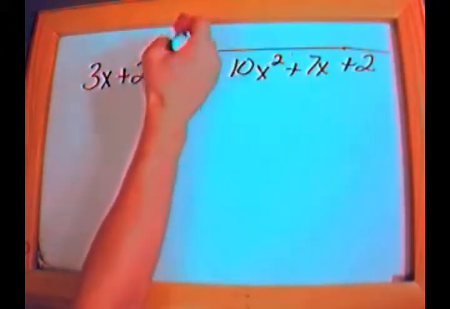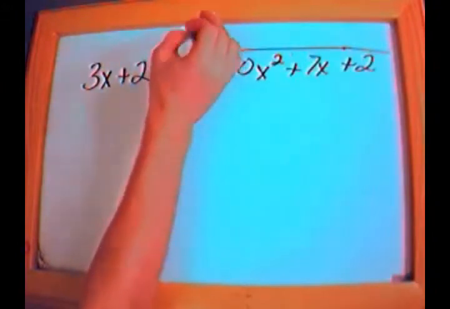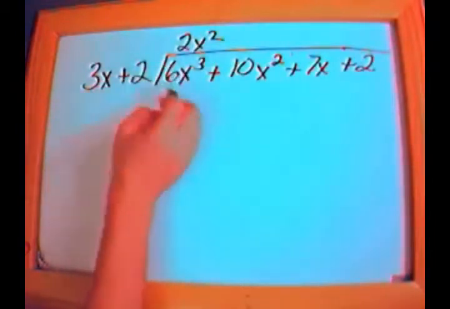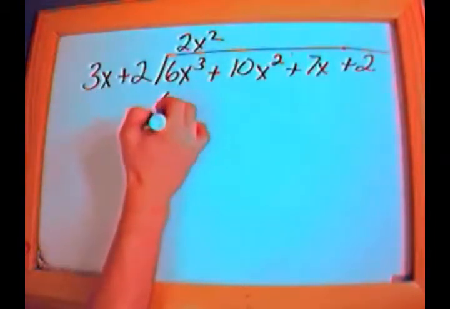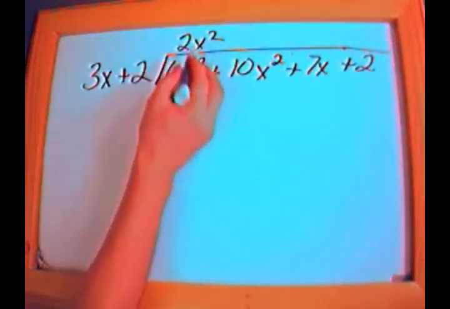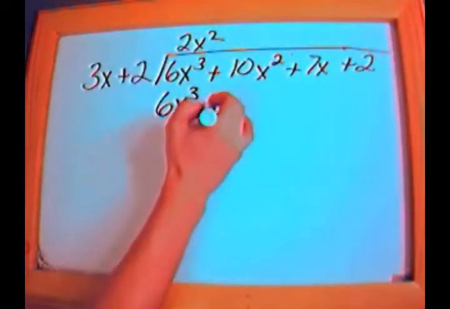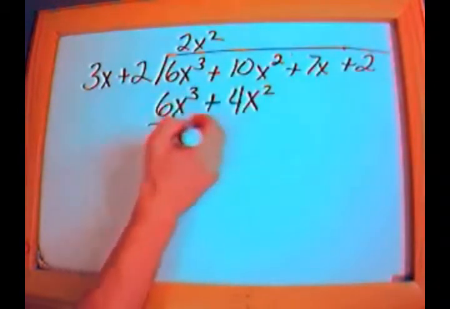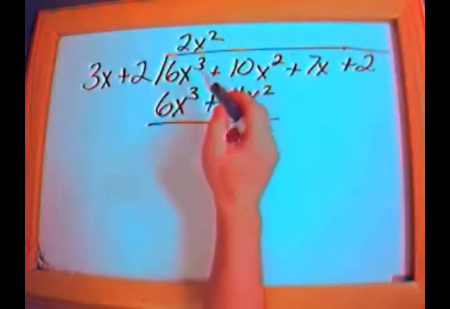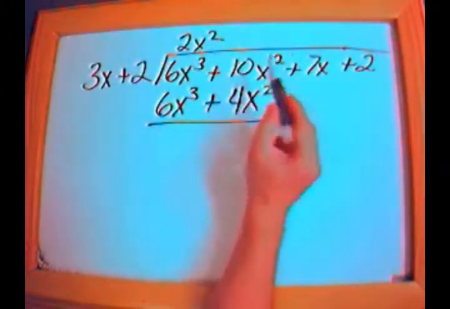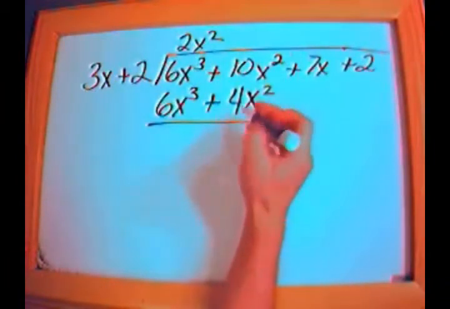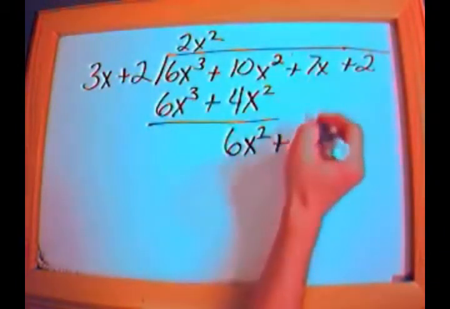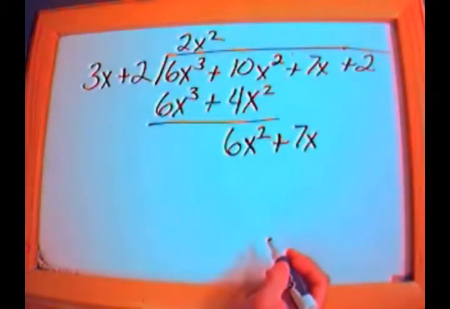3x goes into 6x cubed. Well, it goes 2x squared times, because 2x squared times 3x, 2 times 3 is 6, x squared times x gives me x cubed, so I'm going to go ahead and do this multiplication. It's going to give me 6x cubed, and then 2x squared times 2 gives me 4x squared, and then I draw a line. Then I subtract. 6x cubed minus 6x cubed gives me 0. 10x squared minus 4x squared simply gives me 6x squared. And then I just carry down my next term, 7x.